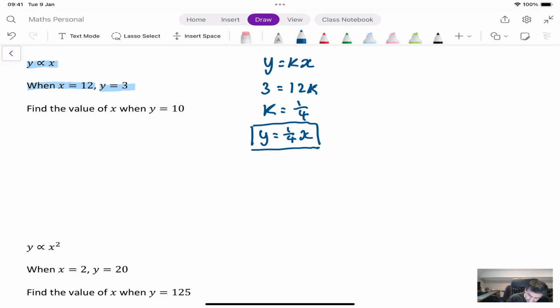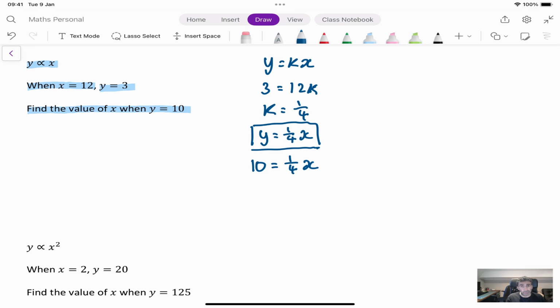Okay, so I'm going to use this equation to work out the value of x when y is equal to 10. So this time I've been told what y is rather than x. Okay, so I'm going to substitute 10 into this equation over here. So y, which is now 10, is equal to 1/4 times x. Okay, so that means there's 1/4 of this value x that's going to give me 10. That x, I think, needs to be 40, because 1/4 of 40 is equal to 10.